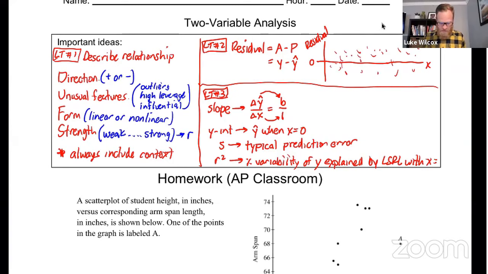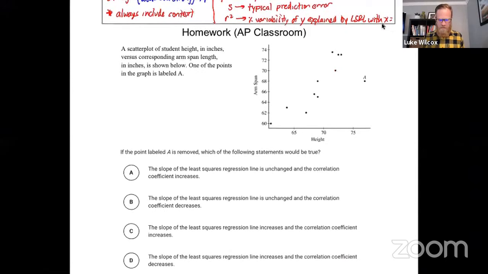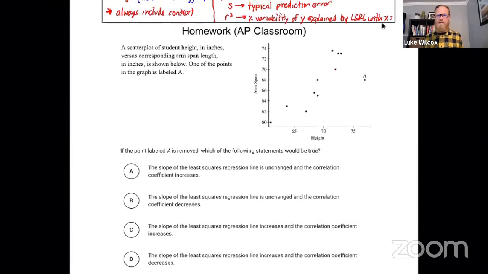All right, so the next thing that you'll see on here is your homework problem, one simple multiple choice problem that I've taken from AP Classroom that I'd like you to try before you check in with Mr. Murphy tomorrow.